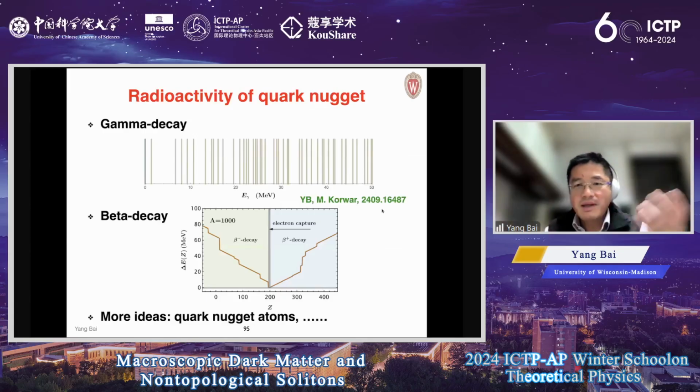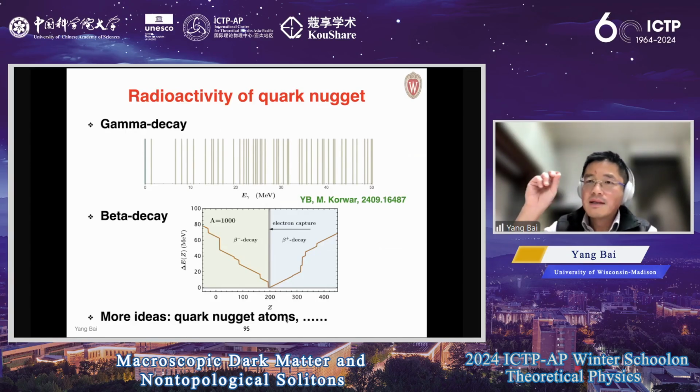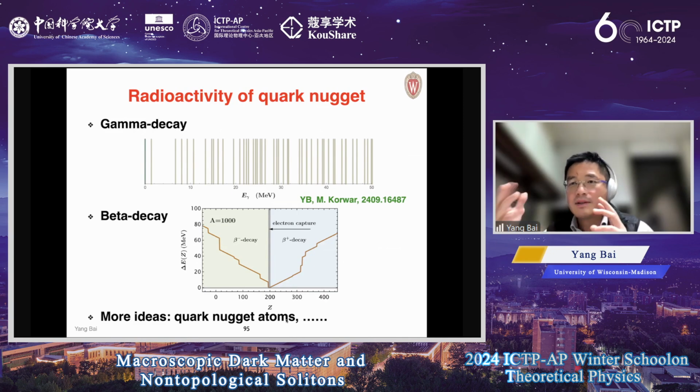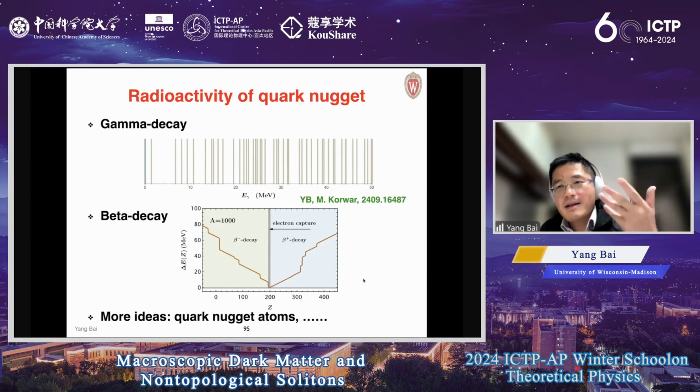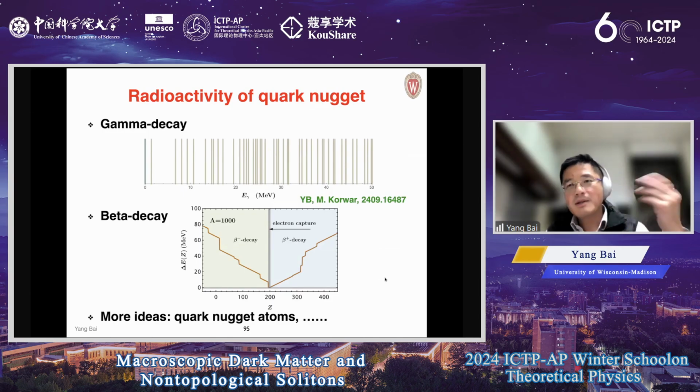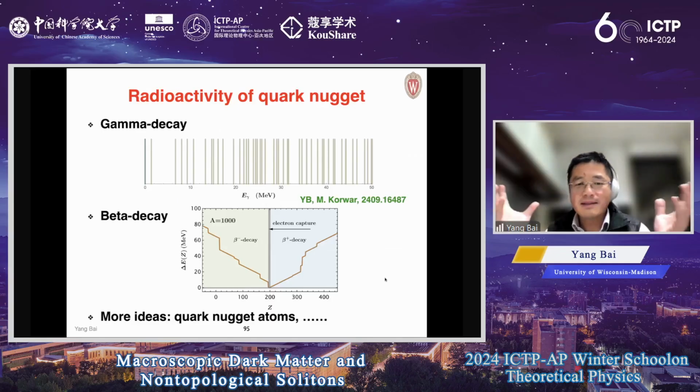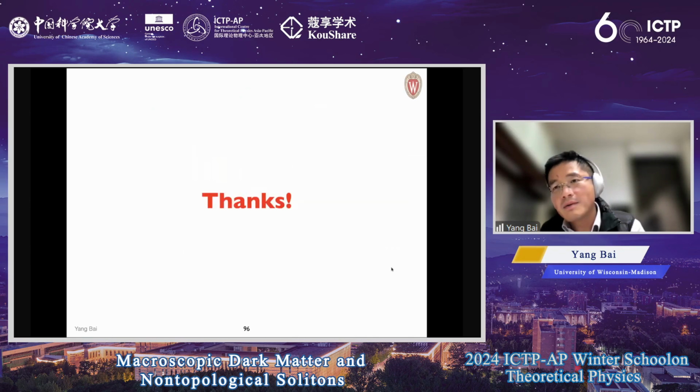In general, maybe we can study some electromagnetic properties of the quark nuggets, for example. Or maybe we can also study quark nugget atoms and calculate some spectral lines of atomic transitions, for example. So here I don't want to give you any concrete number, just to share that when we think about microscopic dark matter, there is a much wider range of possibilities one can have here. So let me stop here. Thank you.